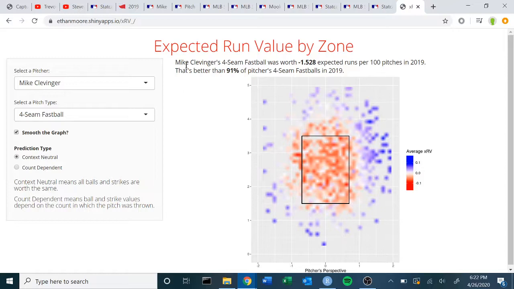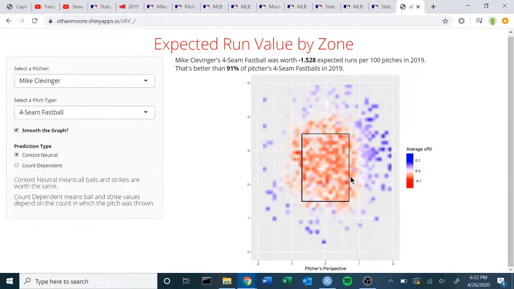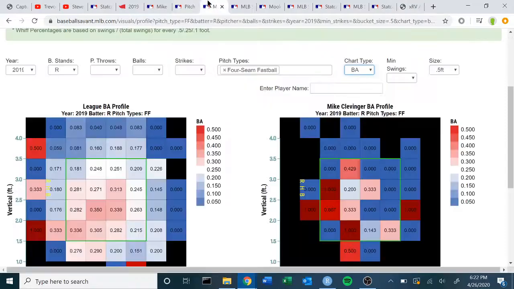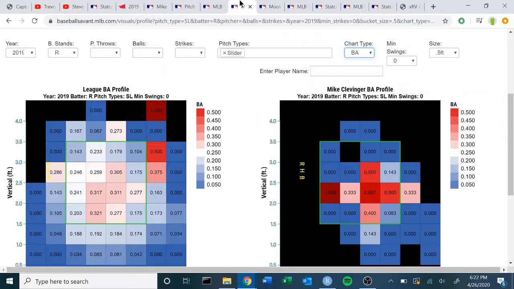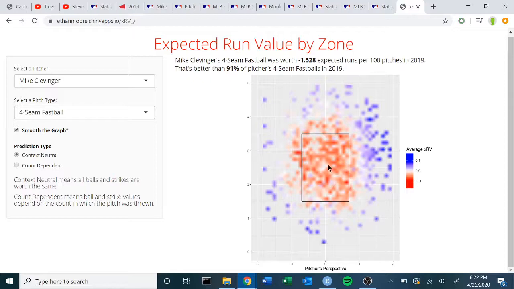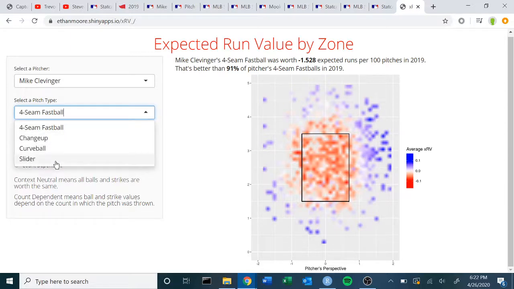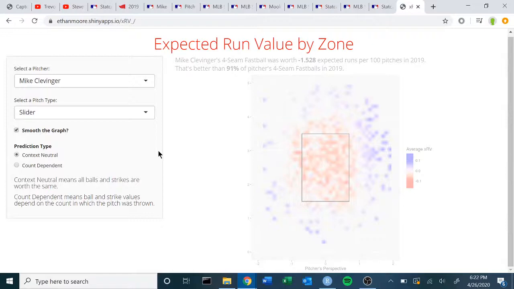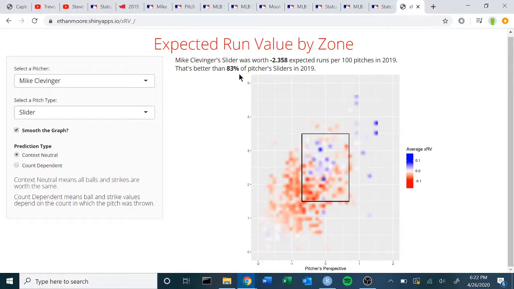Okay, so according to my model, Mike Clevenger's four-seam fastball was better than 91% of pitchers' four-seam fastballs in 2019. It really had success everywhere in the zone. This is pitcher's perspective, by the way, whereas these two charts were catcher's perspective. So this is as if you're Clevenger looking at the zone. So yeah, it's a quality pitch. He can expect to get good outcomes anywhere in the zone. And with the slider, it's better than 83% of pitcher sliders, so maybe not elite, but still very good. And he's going to be throwing it down here, low and away to a right-handed batter. This makes a lot of sense.